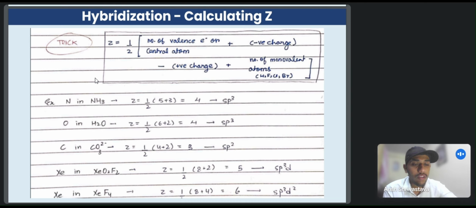Let us try to solve this using an example. Let us take N in NH3. N has 5 valence electrons, and as you can see the number of monovalent atoms is 3. So it is half of 5 plus 3, which is 4, and this is its Z, and hence sp3 hybridization. There is no negative or positive charge in this case, hence we have not taken them into consideration. Similarly, you can see the rest of the examples.